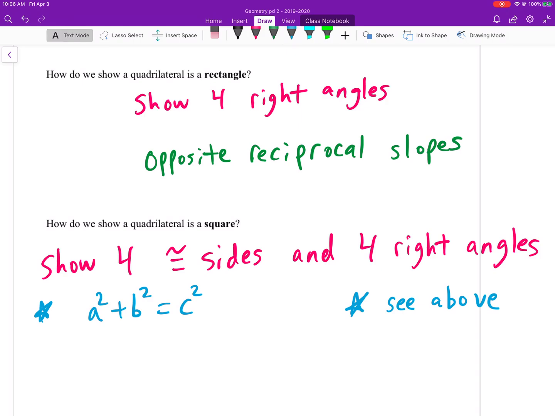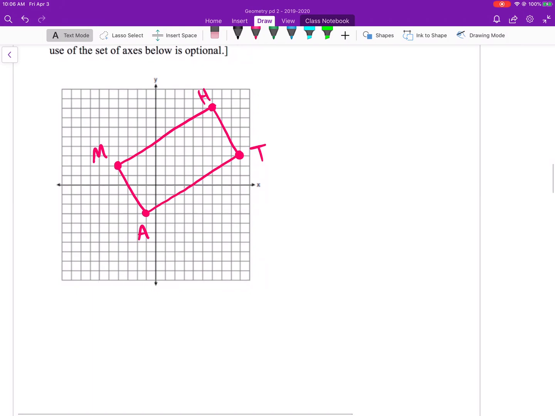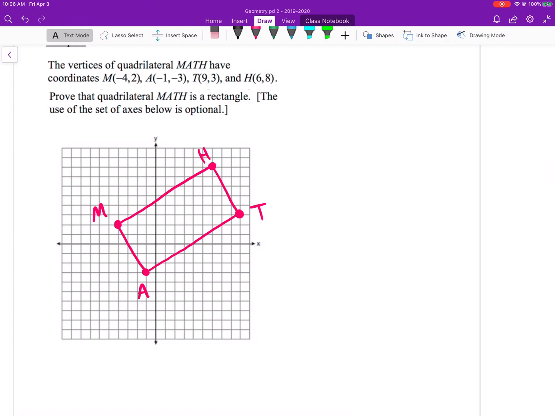Alright, so let's get into how this might look. Alright, I plotted the quadrilateral for us. Okay, it says the vertices of quadrilateral MATH have coordinates you can see there. Prove that this is a rectangle. So just a rectangle to start. So we're going to show 4 right angles. Rectangle, 4 right angles. Alright, this should be a right angle all throughout at each vertex. Alright, we need to show that through slope. Okay, through opposite reciprocal slopes.